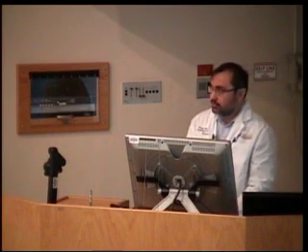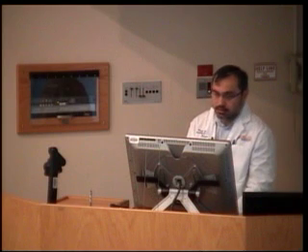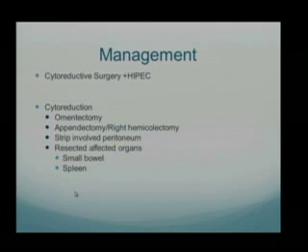So management for pseudomyxoma peritonei is cytoreductive surgery plus HIPEC. What does cytoreduction entail? You've got to do an omentectomy, because that's the most common location of all tumors that metastasize, or even for pseudomyxoma they'll spread to the omentum. So that's the first step that you've got to do. You have to get rid of the omentum so you can then see the organs.